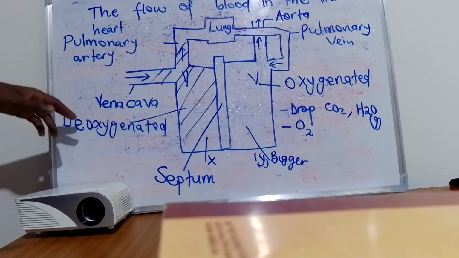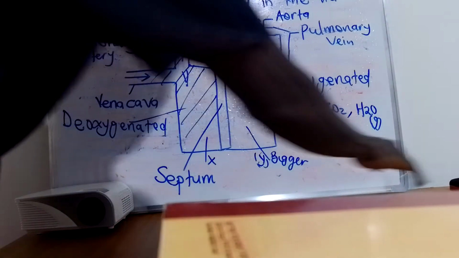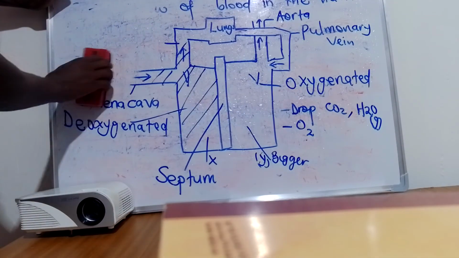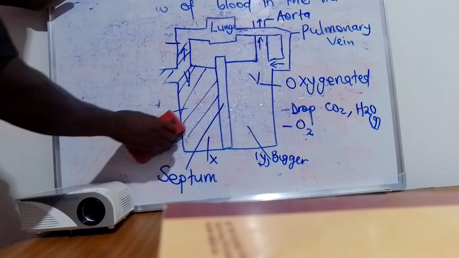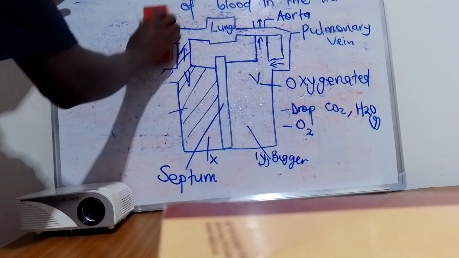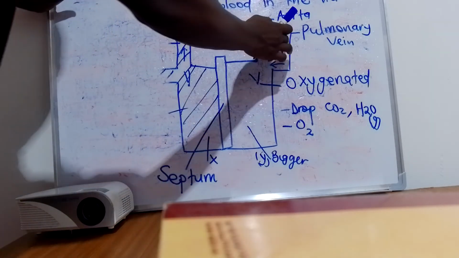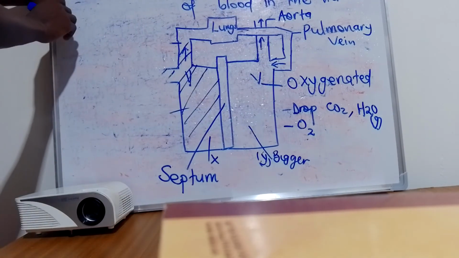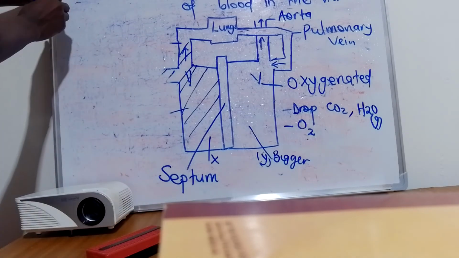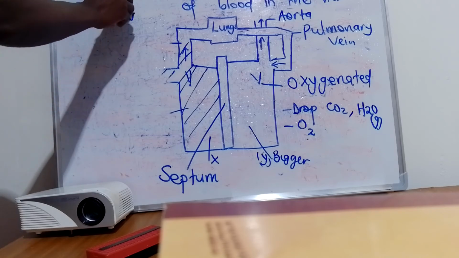The vena cava that carries deoxygenated. Oh, maybe I can help you understand this. Let me rub this. I can help you understand the difference between the veins and arteries. We have called this one pulmonary artery, this one pulmonary vein. Vena cava is a vein.